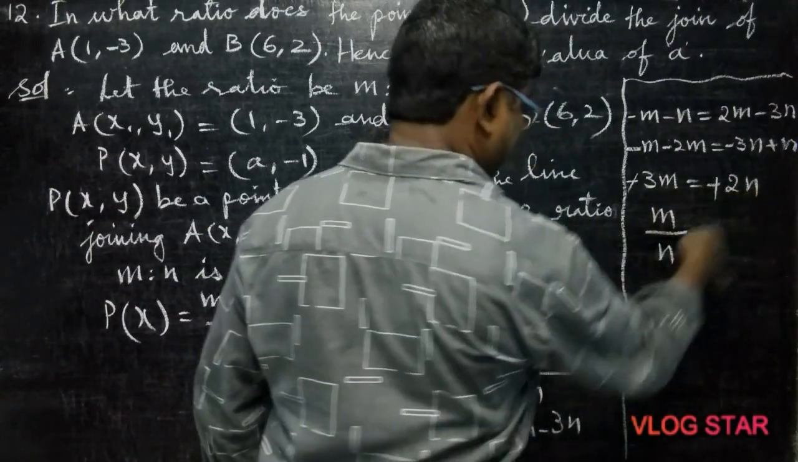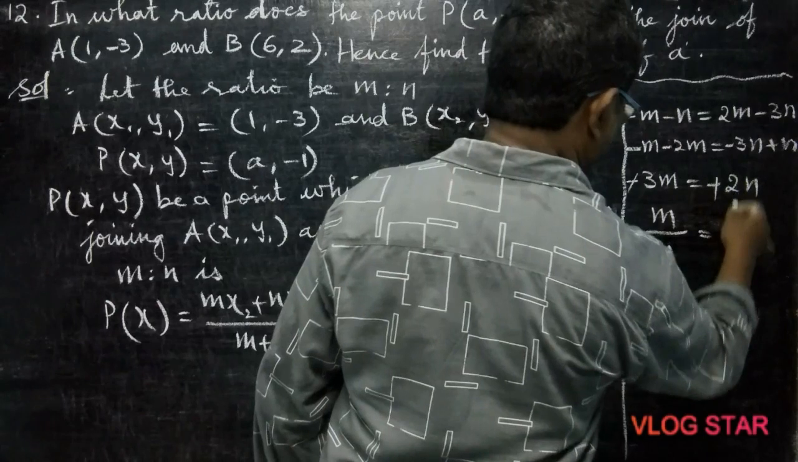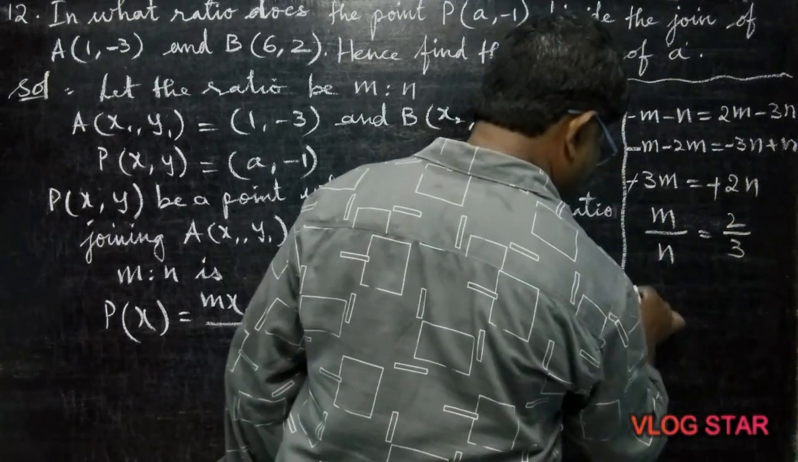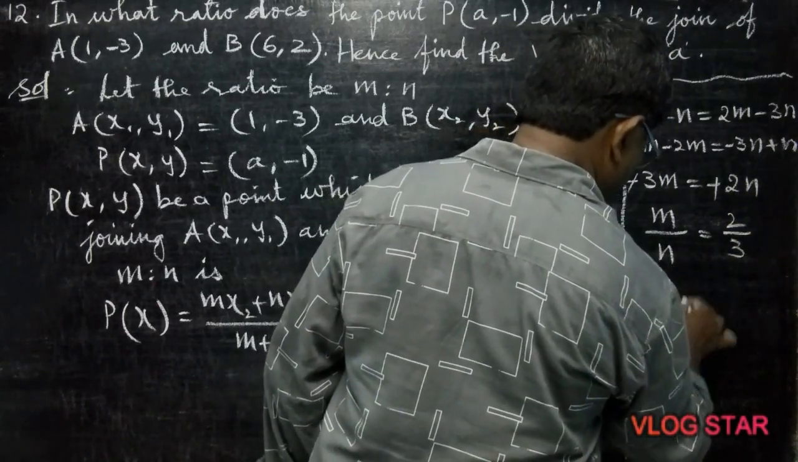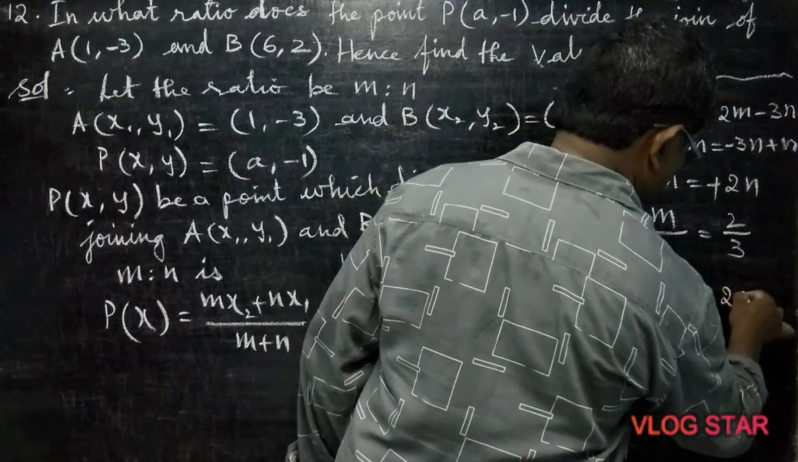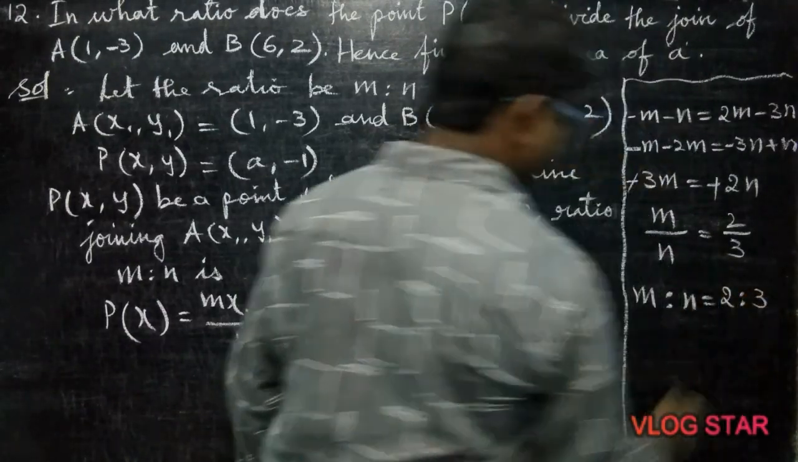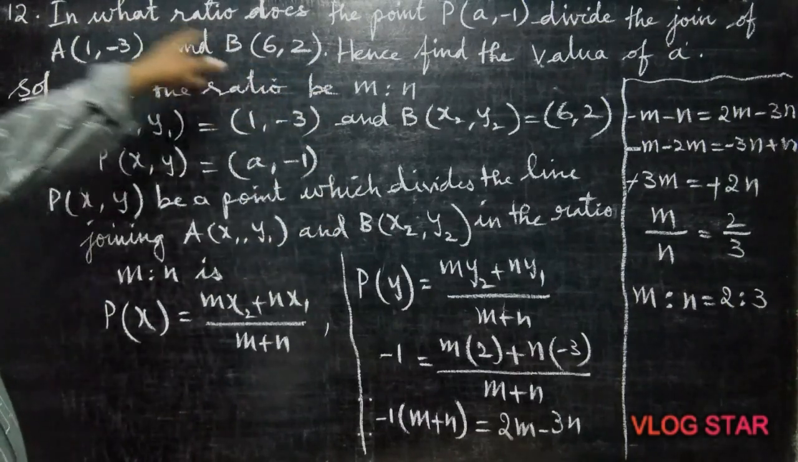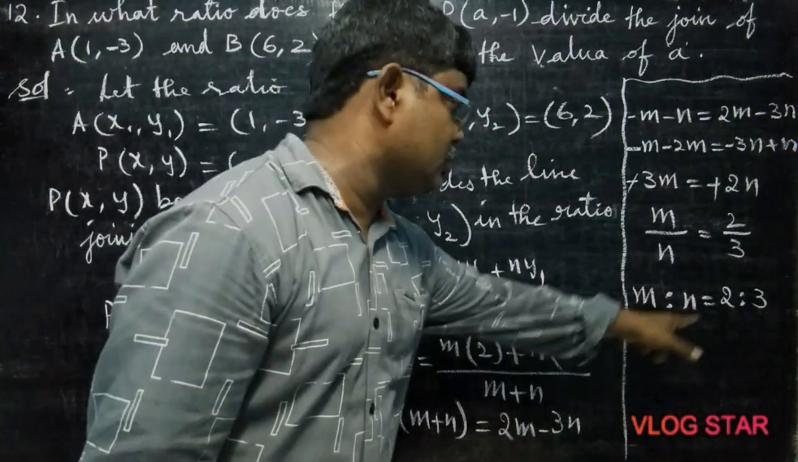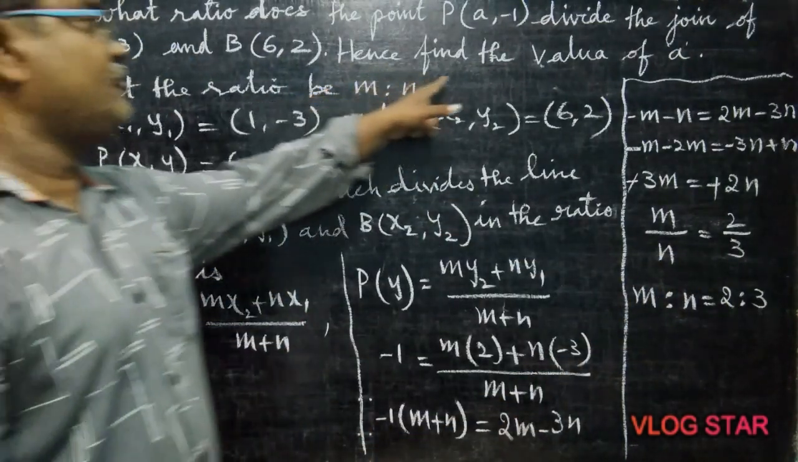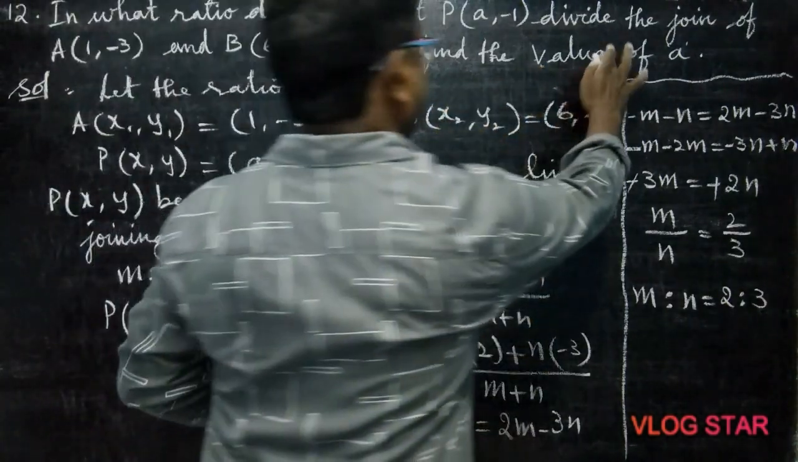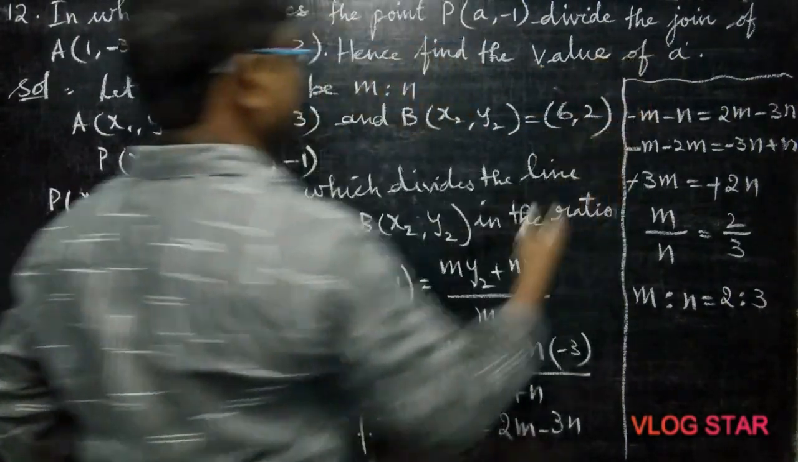We want the ratio as m is to n, no? So m by n. Bring variable here and numerical value 2 by 3. So what is the ratio we got? M is to n is equal to 2 is to 3. Are you able to follow? Now in what ratio means we got the ratio 2 is to 3. Now they are asking to find the value of a. We have to find the value of a.